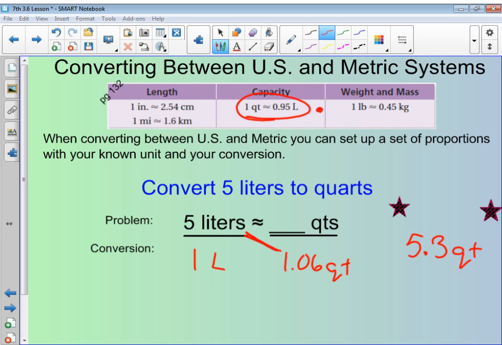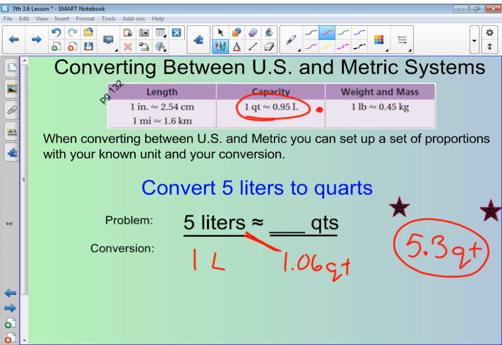And this is actually probably the most precise because it is going in the same order of liters to quarts. So if I go through and do my cross multiply divide, I'm going to do 5 times 1.06. And when I do that, it still gives me 5.3. So realize that it's going to give you something close. It may not be exact.